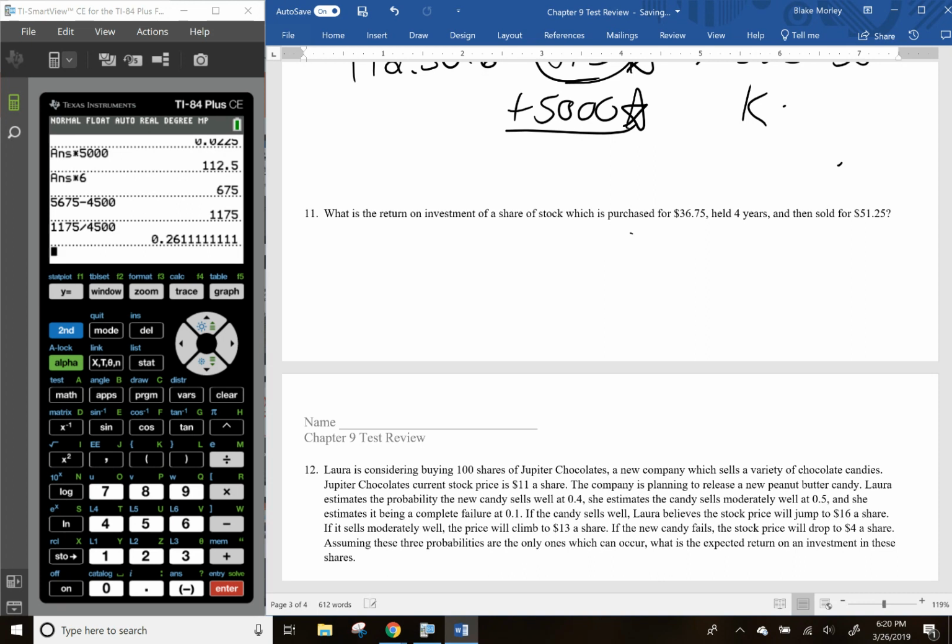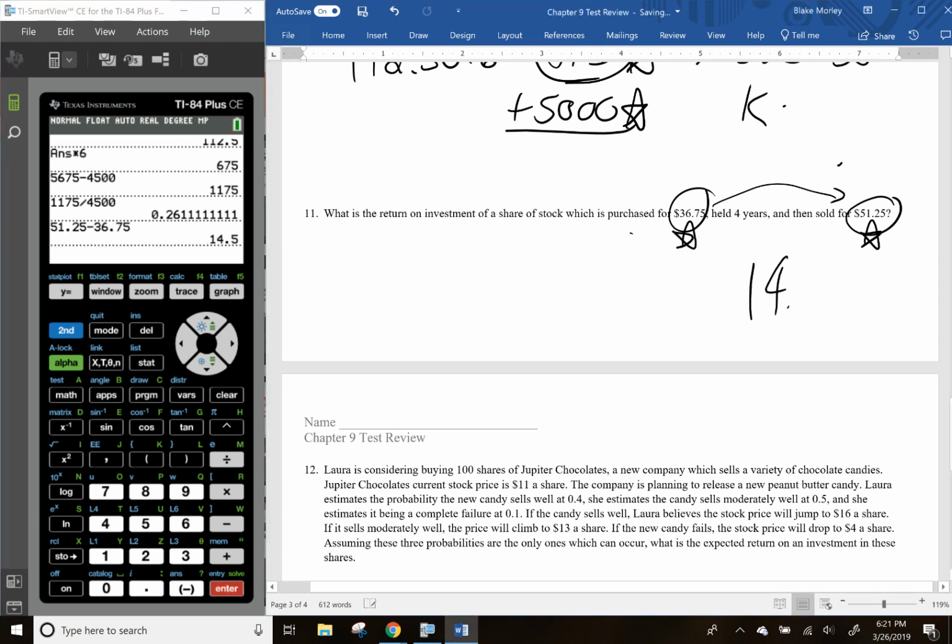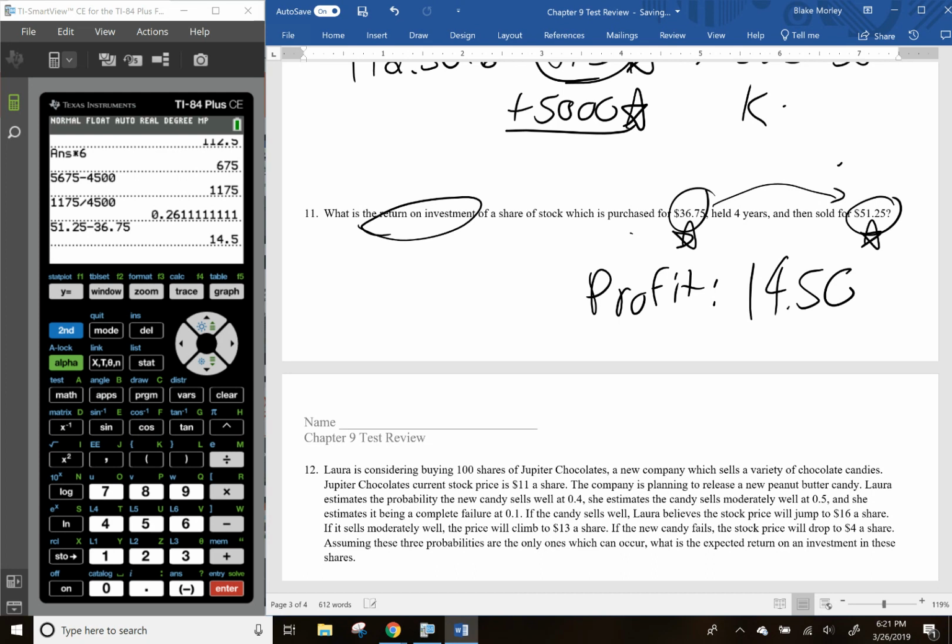So let's see. If I started with $36.75 as an investment and I sold my stock for $51.25, how much money am I making per share? So let's just take the difference of that, right? If I bought it for this amount and I sold it for this amount, well, then how much money did I make? So 51.25 minus the 36.75 is $14.50. So this is my profit. This is how much money I'm making per stock. That's my profit. But I'm looking for the return on my investment as a percentage.